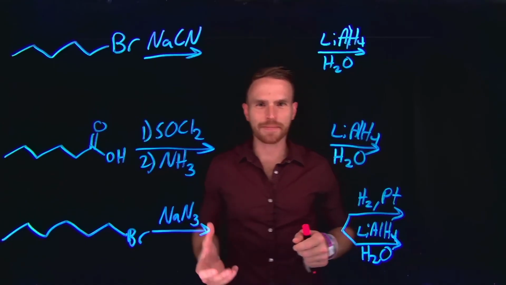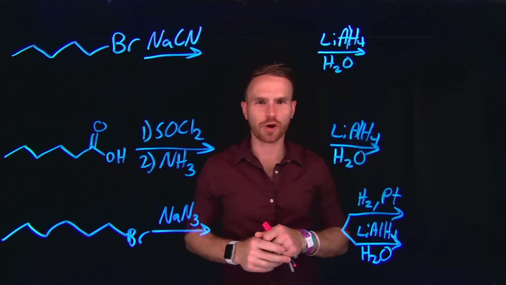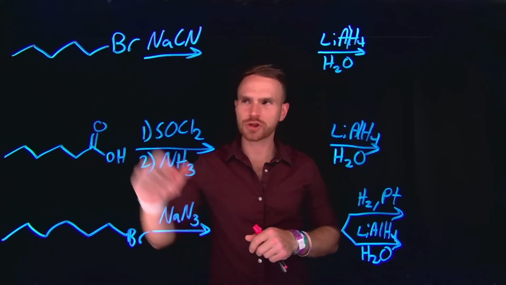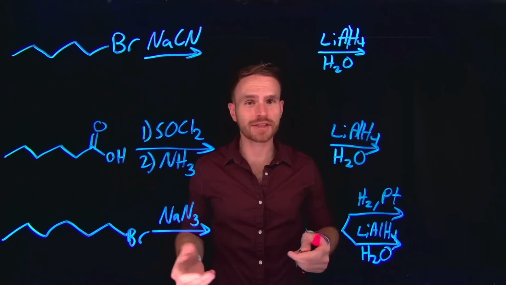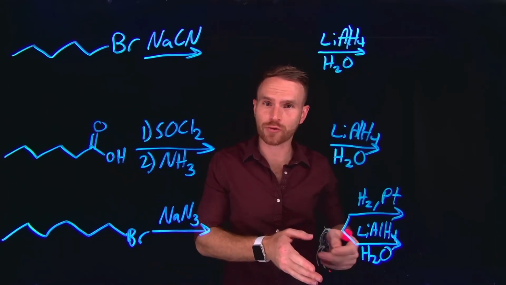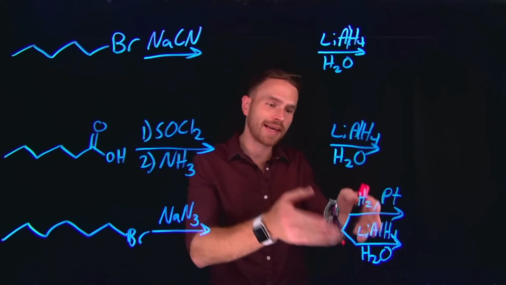For synthesizing amines, I've grouped these three reactions below because they follow a similar pathway. First, transform a functional group into something else, and then subsequently reduce that functional group, which likely contains the nitrogen in it, into a primary amine.